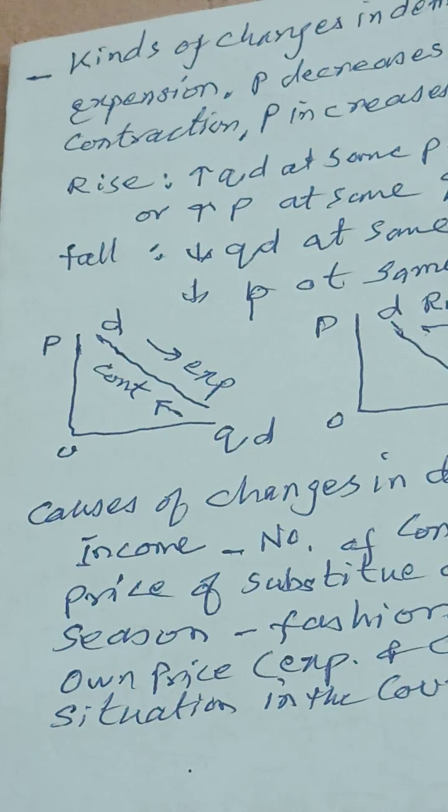The next cause or reason is own price change. It is related with expansion and contraction in demand. When price increases, demand contracts or goes down. Goes down means there is a change, and vice versa.